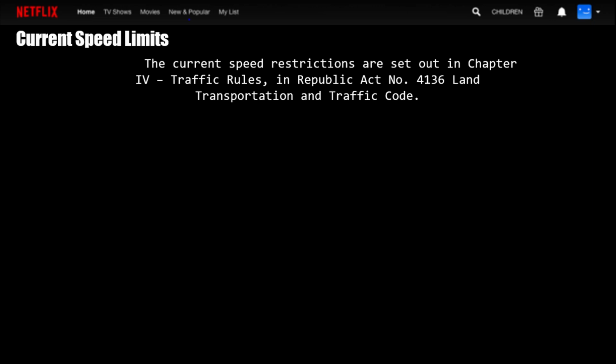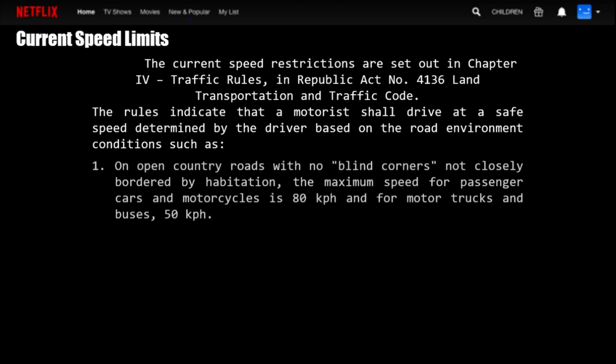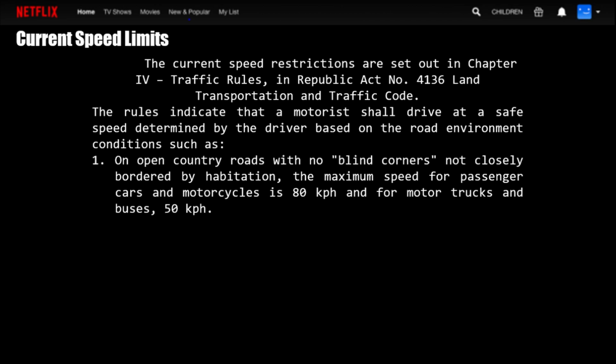Next is the current speed limits. The current speed restrictions are set out in Chapter 4, Traffic Rules, and Republic Act No. 4136, Land Transportation and Traffic Code. The provisions of this act shall control, as far as they apply, the registration and operation of motor vehicles and the licensing of owners, dealers, conductors, and similar matters.